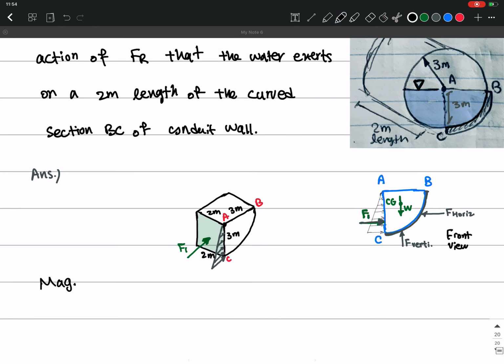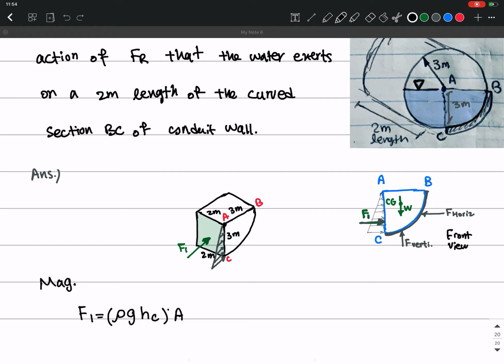For calculating the magnitude of F1, it is equal to rho g hc, which is going to give me the average pressure, times A, which is the area that this force is acting on. And the area is going to be what? It is going to be this green area here, because this is the area on which these pressure forces are acting.